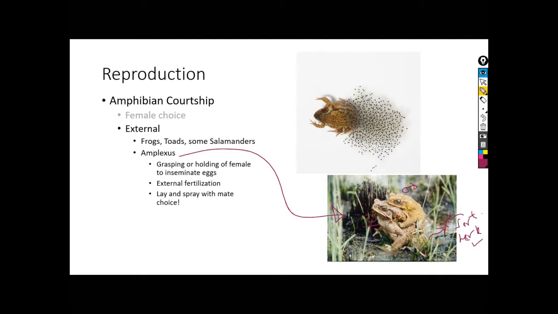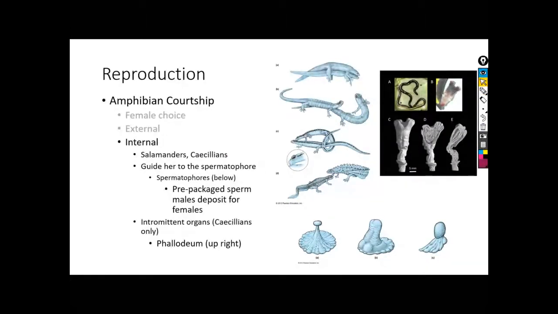Okay, so still external fertilization, but basically a big twist on it. Now, internal fertilization, we've talked about a little bit before, with our salamanders. One version that we've talked about, of course, is the present. What we've called spermatophores.